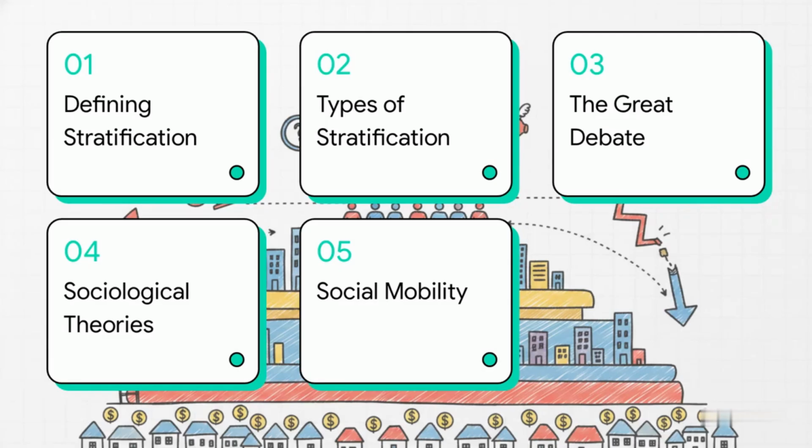Okay, here is our roadmap for this explainer. First up, we're defining social stratification. Two, looking at the types of stratification. Three, jumping into the great debate, boon or bane. Four, covering key sociological theories. And finally, number five, social mobility. This flow is going to give you all the key concepts you need, which is especially helpful if you're prepping for competitive exams like UPSC or UGC NET. Let's get right into it.